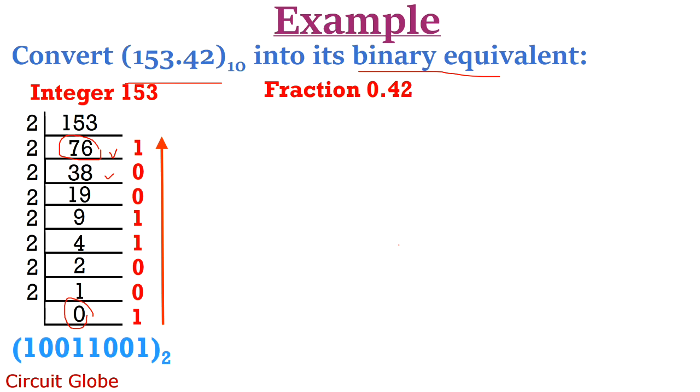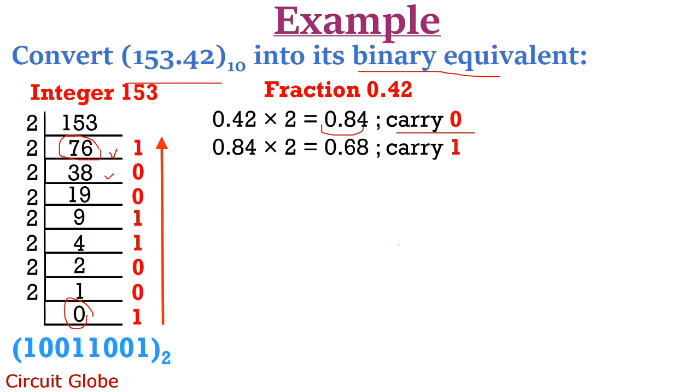Now let's consider the fractional part, that is 0.42. As we have already discussed in the previous example, for a fractional decimal value there should be continuous multiplication by 2 in place of division. So when 0.42 is multiplied by 2, the actual multiplication is 0.84, where the carry at the integer portion is 0. Moving further, this 0.84 is multiplied by 2, which gives the multiplication as 1.68, where 1 acts as the carry of the integer portion and 0.68 is used for further multiplication.